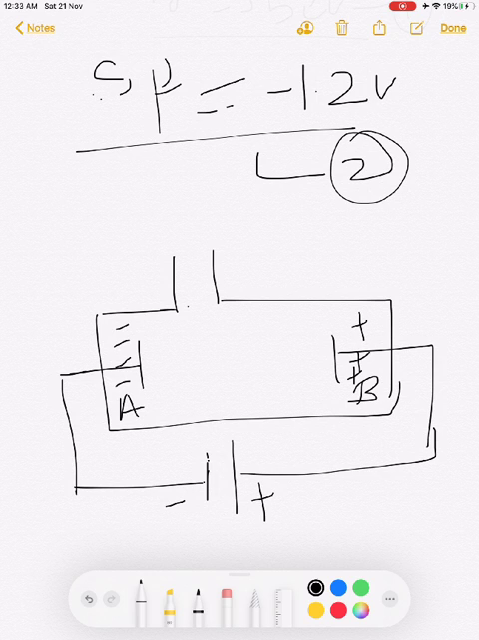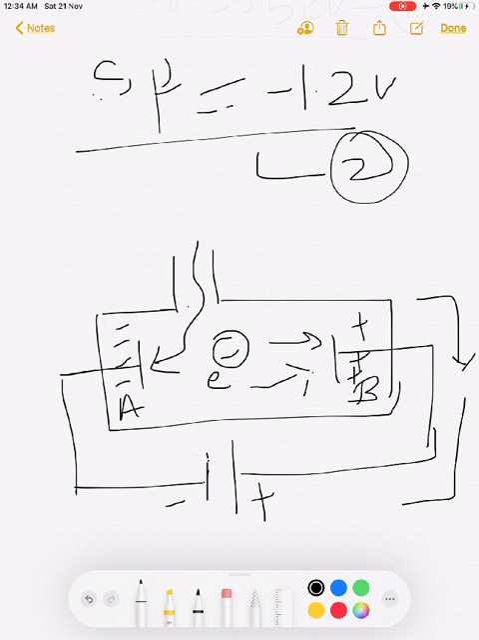Now look into the diagram. When an incident ray of light falls on plate A, it emits a certain amount of electrons. This emitted electron will move from plate A to plate B, and thus current flows through the circuit, and so it satisfies Einstein's photoelectric equation.